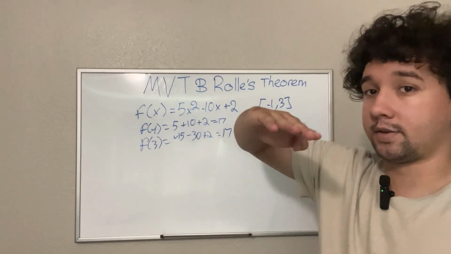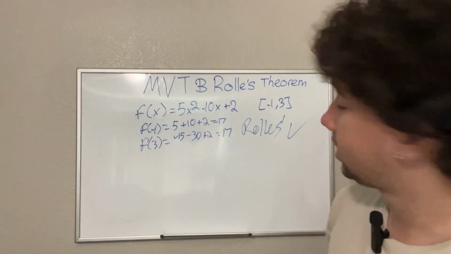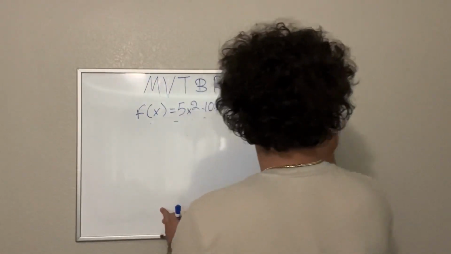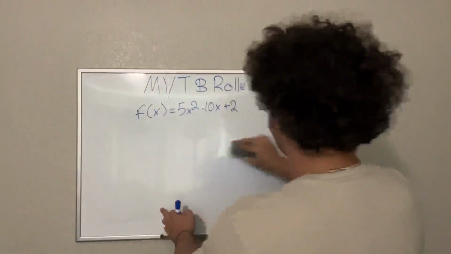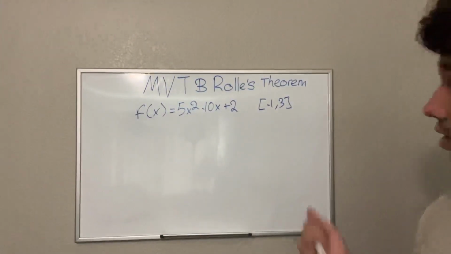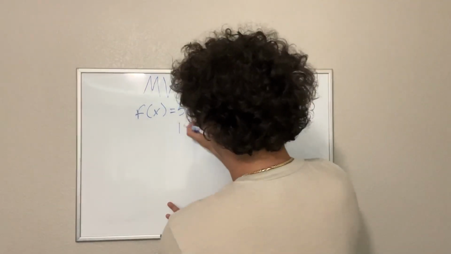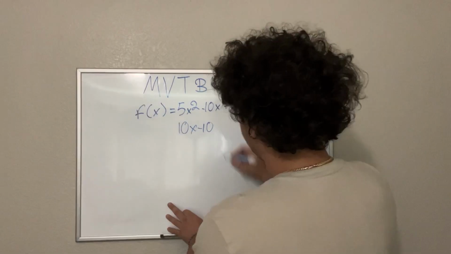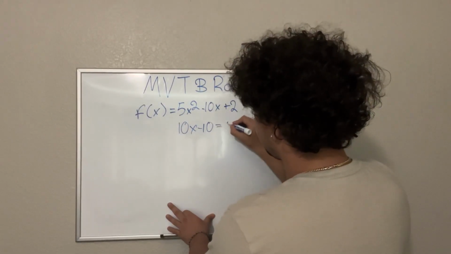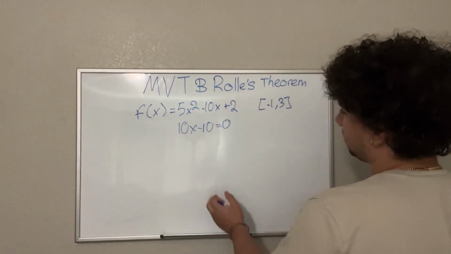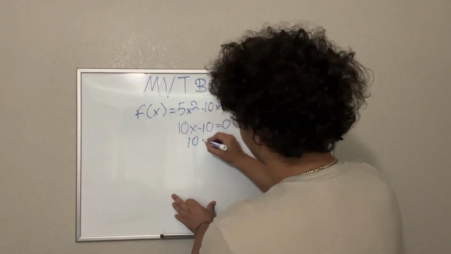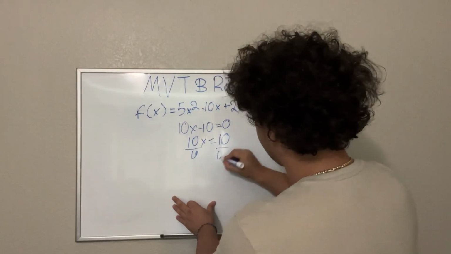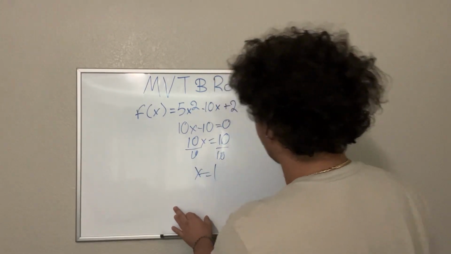Because that is when it's flat, right? So how do I do that? Well, let me just take the derivative. So if I take the derivative of this, well, the derivative of 5x squared is just 10x. Derivative of -10x is just -10. Derivative of 2 cancels out. And I'm going to set it equal to 0 and solve. So in this case, add 10 to both sides. I get 10x is equal to 10. Divide everything by 10 and I get x equals 1.